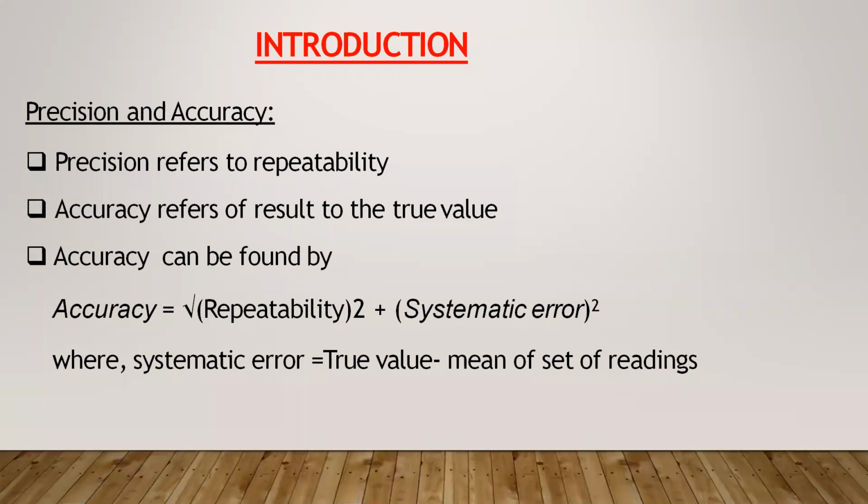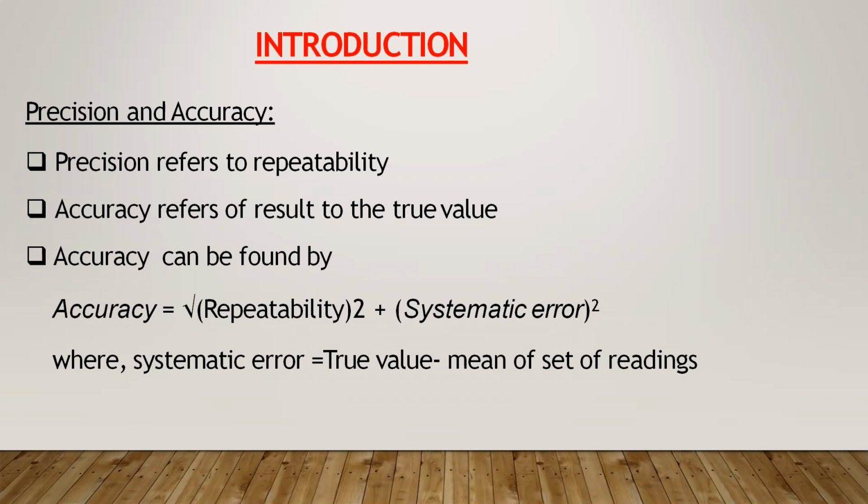This accuracy can be found by a formula. Accuracy is equal to the root of repeatability square plus systematic error square. So what is meant by repeatability and what is a systematic error? We have already discussed repeatability. Precision refers to the repeatability, but coming to the systematic error, it is the difference between the true value and the mean of a set of readings. Mean means average, so the average of a set of readings.